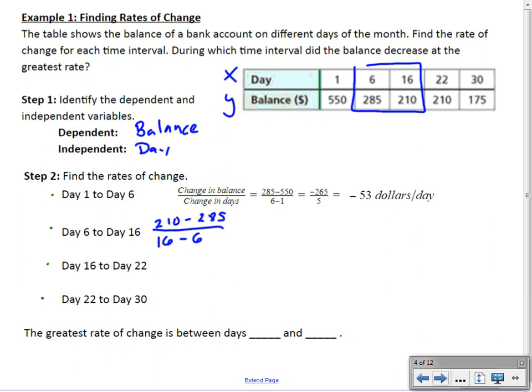Now we're just simplifying. So this ends up giving us negative 75 over 10, which would simplify to negative 7.5. And then, again, this means dollars per day. So between days 6 and 16, we're losing a lot less money per day. We went from spending $53 per day to only $7.50. Okay, so let's go to day 16 to day 22.